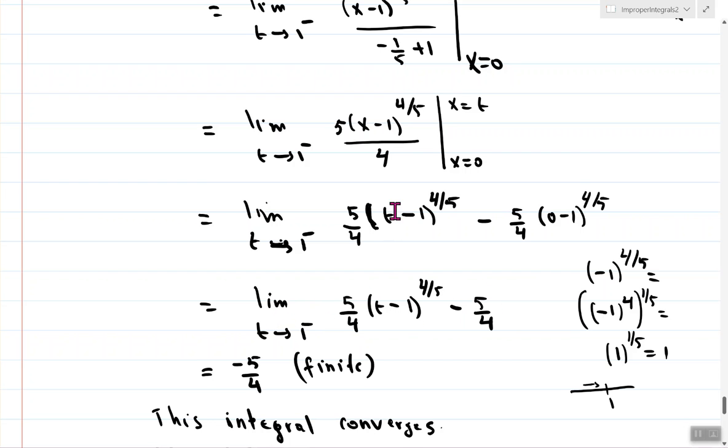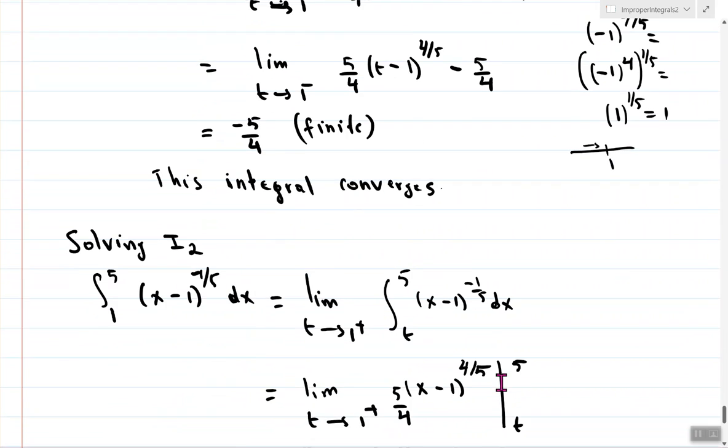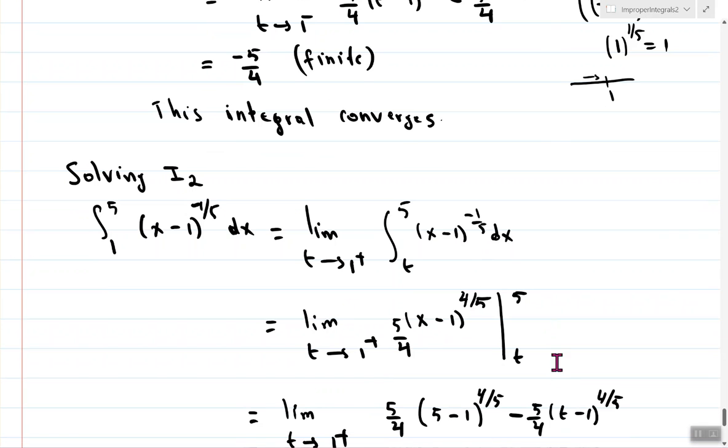Here, so we have two terms. Okay, we take the limit of the first term when t approaches 1 from the left. Basically this goes to 0. So the answer here is negative 5 over 4 for the first integral. The second one, we integrate from 1 to 5. We change it to a limit, t approaches 1 from the right of this new integral. But it's the same integral except with different limits of integration.